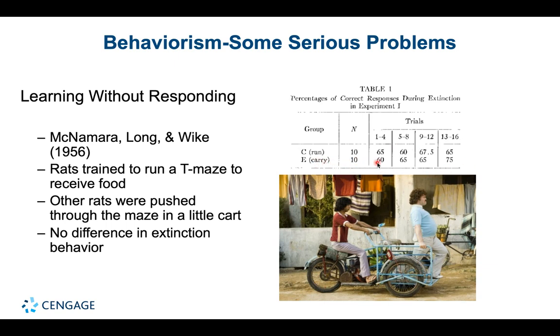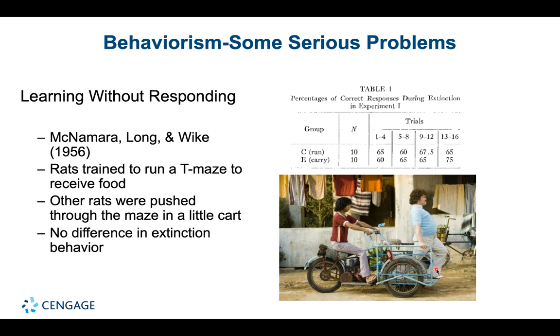So whether they were carried in this little cart, they performed relatively well and equivalently to had they actually run the maze themselves. This is a problem with behaviorism because behaviorism theoretically requires a response for there to be learning, right? Stimulus, response. If the rats are carried around the maze, then they're not responding. They're incapable of responding, right? Their movements are not controlled by themselves. They're controlled by whoever's controlling the cart.